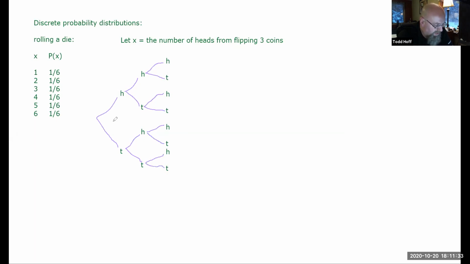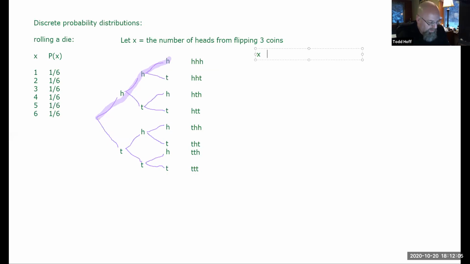So like I might trace this up here, heads, heads, and heads. So this outcome was heads, heads, heads. This was heads, heads, tails, if I follow the branches. This one's heads, tails, heads. Heads, tails, tails. Tails, heads, heads. Tails, heads, tails. Tails, tails, heads. And tails, tails, tails. So we count there are 8 different possible results we can have there.